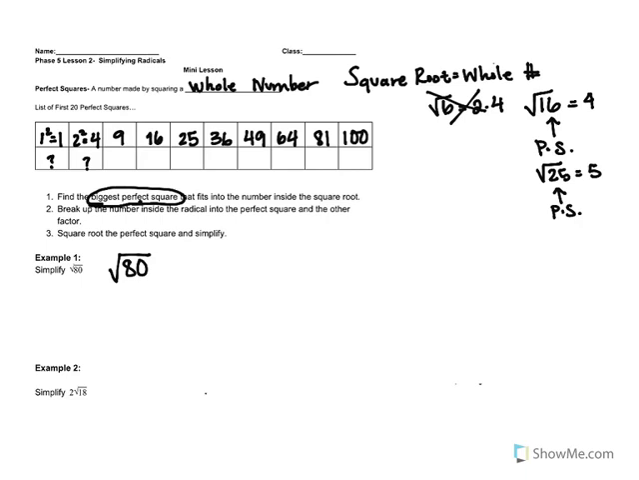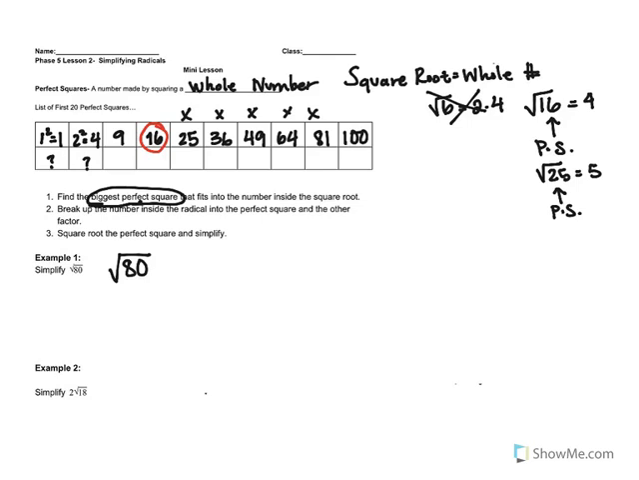So I know it can't be 81 because 81 is too big. If I do 80 divided by 64, that's going to give me a decimal, so it can't be 64. If I do 80 divided by 49, it's also not going to give me a whole number when I divide it. If I do 80 divided by 36, it's also going to give me a decimal. 80 is also not divisible by 25. But I know that 80 divided by 16 is actually going to give me a whole number. So the biggest perfect square that goes into 80 is actually 16, because 16 times 5 gives me 80.